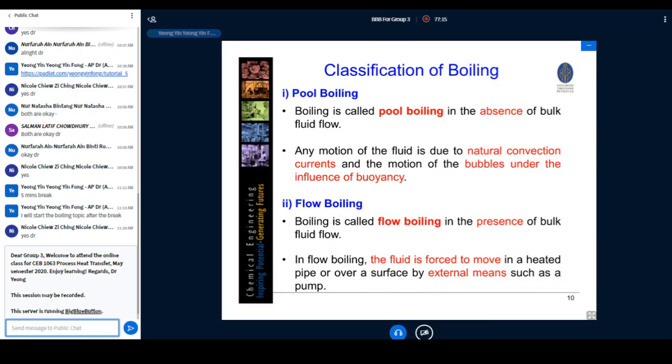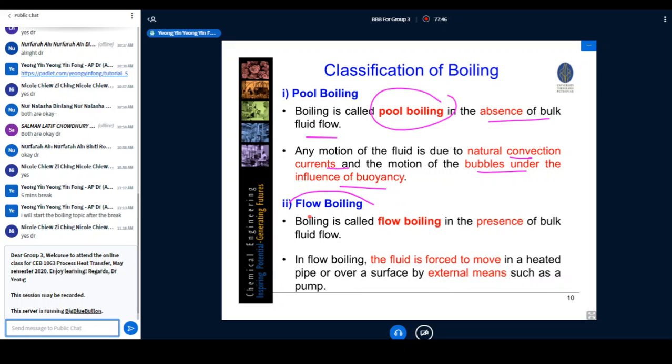Okay, classification of boiling, we have two types. The first one is pool boiling. Pool boiling happens in the absence of forced fluid flow, meaning that it happens naturally. Any motion of the fluid is due to the natural convection current and the motion of bubbles under the influence of buoyancy only. So we call it pool boiling.